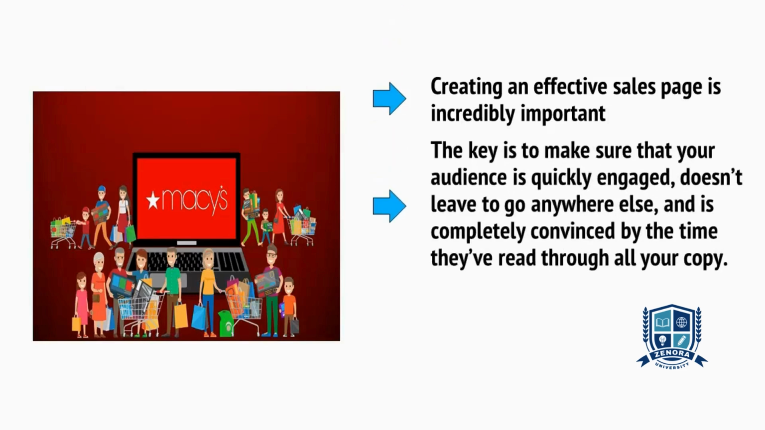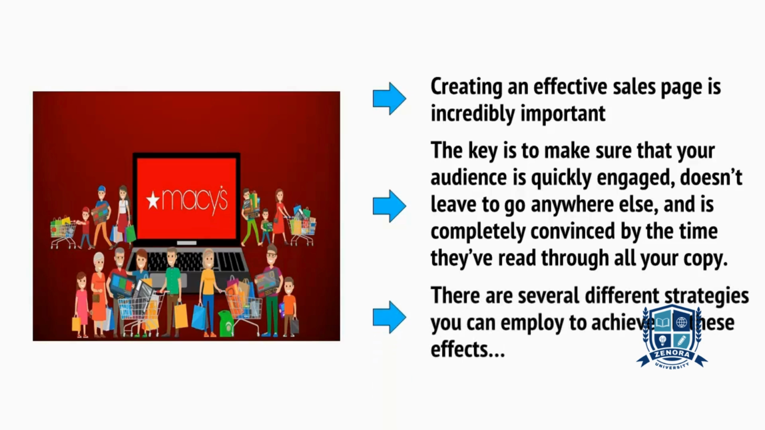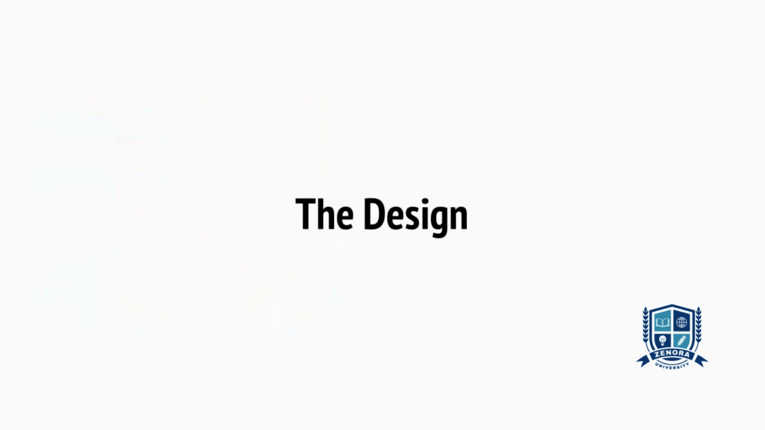The key is to make sure that your audience is quickly engaged, doesn't leave to go anywhere else, and is completely convinced by the time that they've read through all your copy. There are several different strategies you can employ to achieve all these effects. The design of your sales page should be such that there are no distractions. That means no links to other pages on your site and certainly no advertising or links to other sites. It should be long and narrow so that all the user can do is scroll down the page and engage further and further with your content.